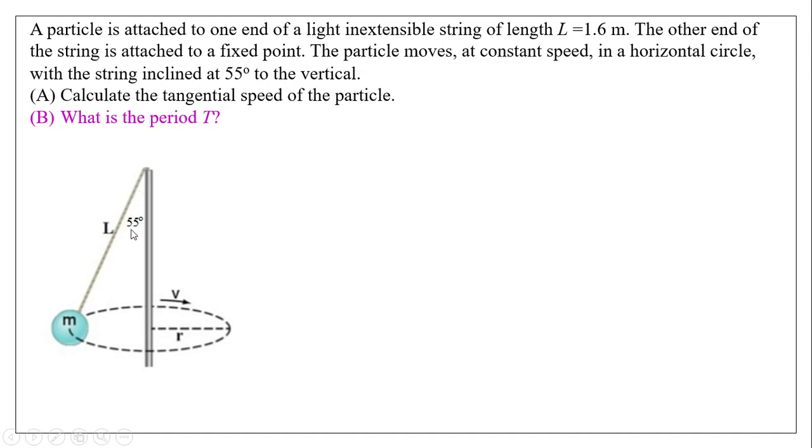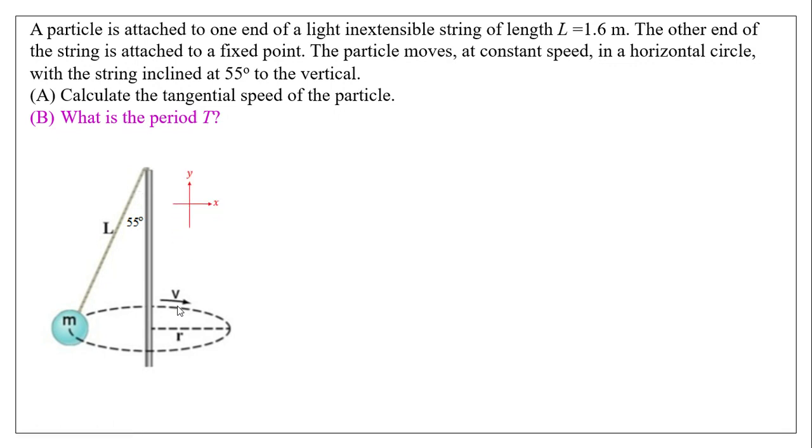All right, so the system is here. Here's some mass, unknown. Here's the length of the string, L, given as 1.6 meters. The angle, it says, touching the vertical, which implies that it's this top angle, that's 55 degrees. R is the radius of the orbit of this conical system here, and V is your tangential speed. All right, let's go ahead and do it.